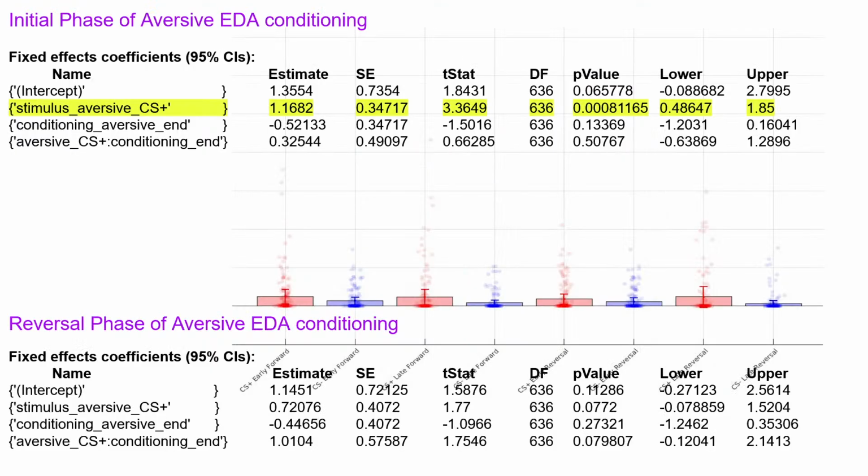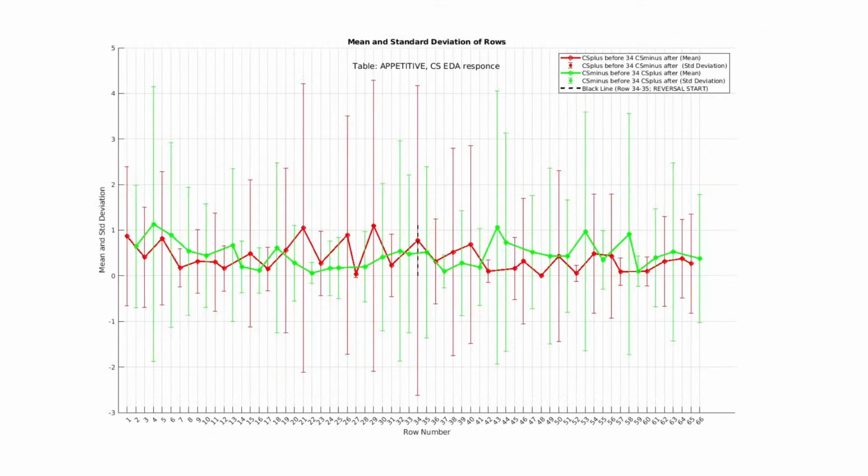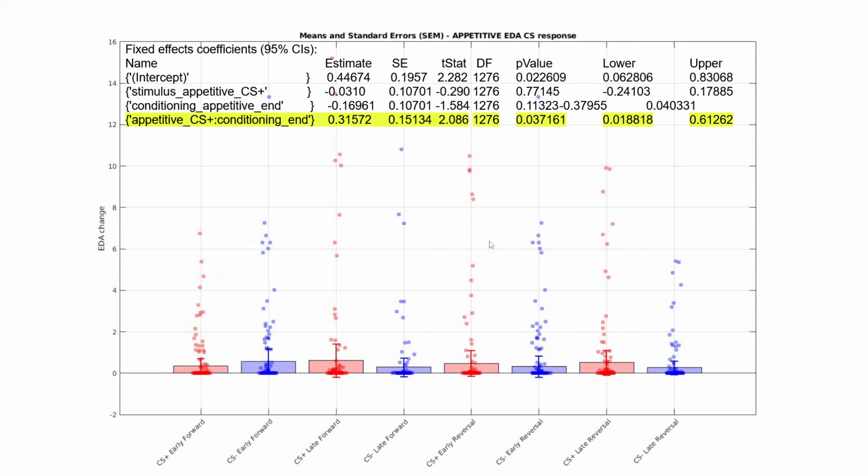Here was the aversive EDA, and here is the appetitive EDA. For appetitive, I would say it's the other way around. There is a conditioning, but it seems that the conditioning happens in the second part. It shows a significant difference between CS plus and CS minus, and this difference is about 0.3 microsiemens between CS plus and CS minus at the end of conditioning, both for the initial and the reversal phase.